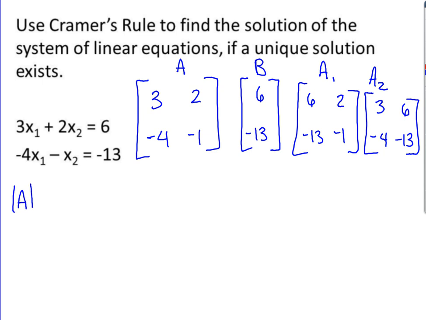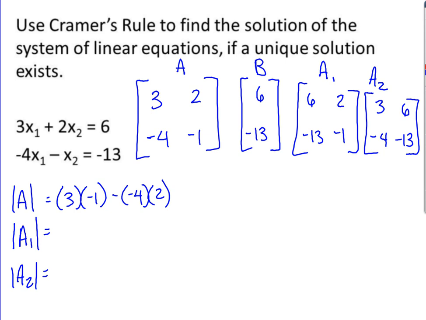Now we need to find the determinant of A, the determinant of A sub 1, and the determinant of A sub 2. Remember, we're still doing for determinant a times d minus c times b. So we have 3 times negative 1 minus negative 4 times 2, or negative 3 plus 8, which is going to give us 5.